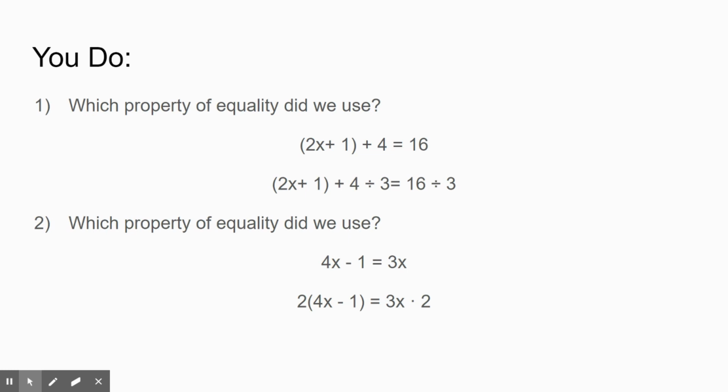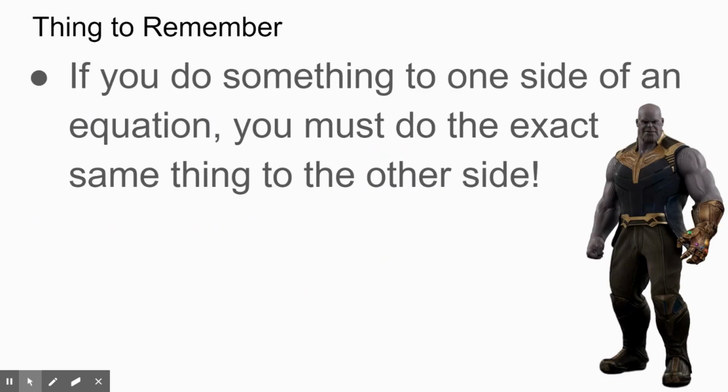Pause the video if you need to, if you didn't figure that out. The important thing to remember from here, I already told you at the beginning of the video, is if you do something to one side of an equation, you must do the exact same thing to the other side. That way things stay perfectly balanced, as all things should be. That's really the key idea here. And that is one of the most important things to know in algebra, just in general. Anytime you do anything in algebra, that is something that you need to consider.